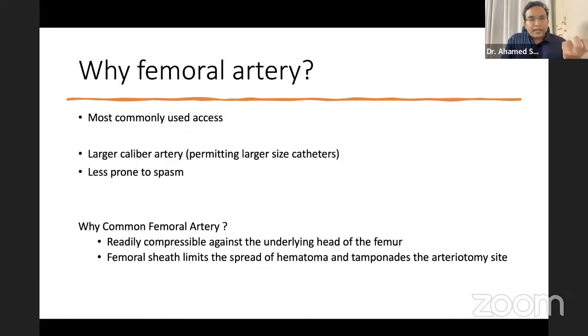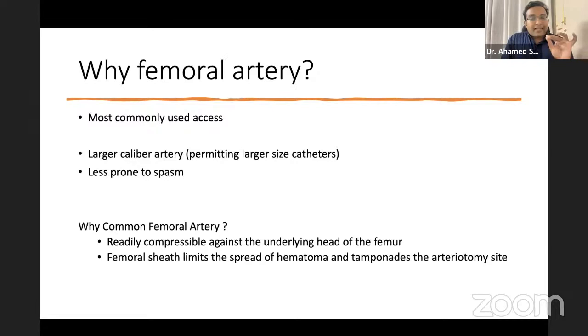But with the advent of newer catheters, newer techniques, we came to know that actually the femoral artery is the safest route because it is a large caliber artery and less prone to spasm. A large caliber artery helps us to do more intravascular procedures, neurovascular procedures, because the number of catheters which can be passed increases. And why common femoral artery? That is before the bifurcation of the artery.